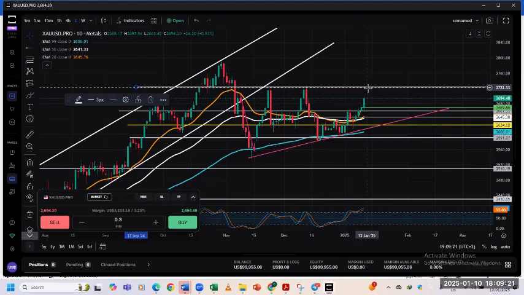So the rule is you sell resistance. You sell when price is at resistance, you buy when it's at support. So the first thing you need to do, go and identify those lines.